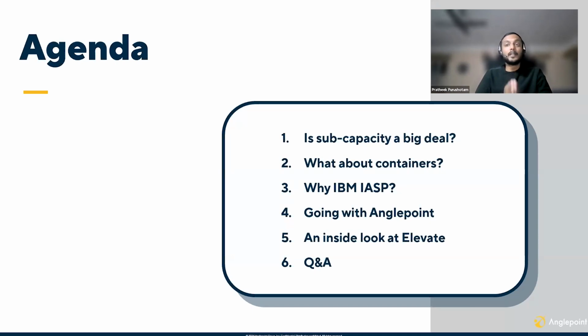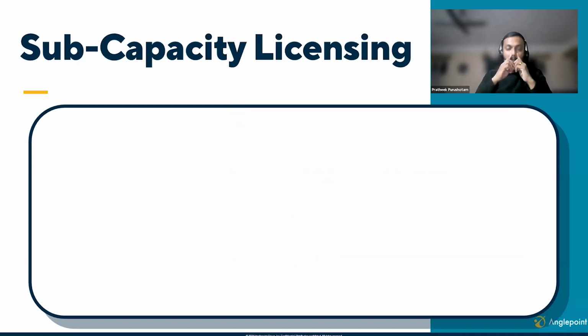So we're going to discuss that. And we'll be speaking about IASP, the IBM Authorized Service Partner program. We'll give you a brief of what this program is and how it is helping 500 plus IBM customers at present, and how it can help you in your future. And who we are, AnglePoint, and how AnglePoint can help you with this IASP program and solve some of the complexities with IBM technologies and IBM licensing. We're going to speak a lot about these topics in the next 25 minutes. So without further ado, I'll first start with the basic topic of sub-capacity licensing.